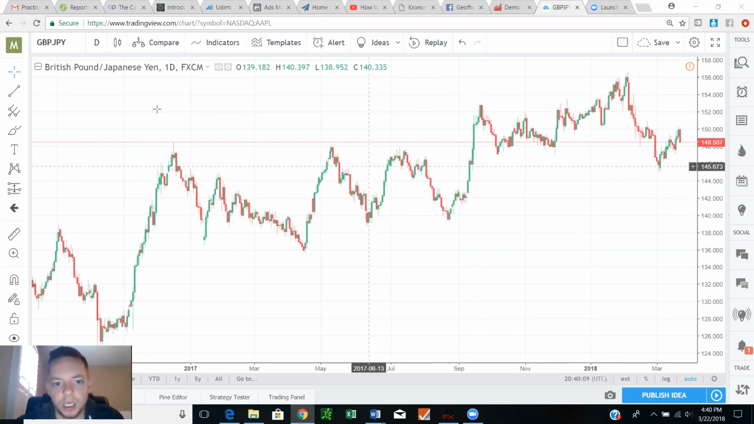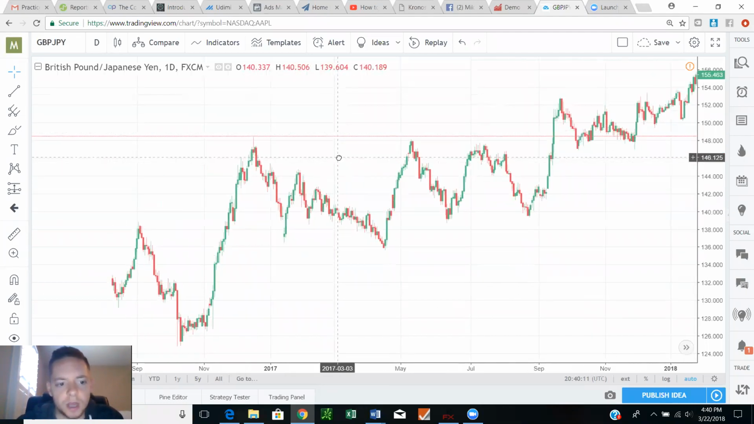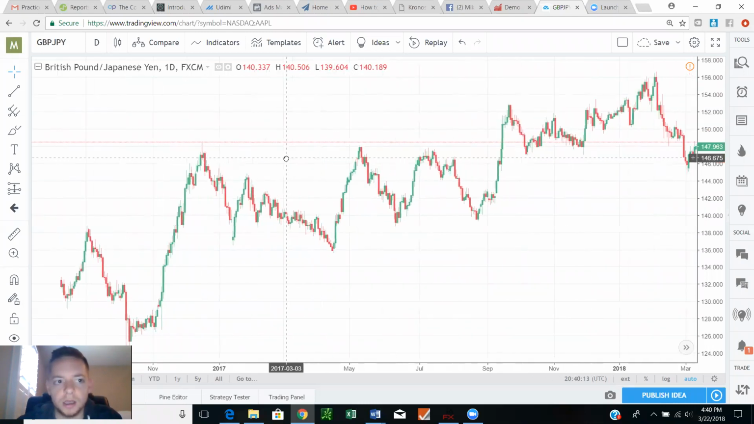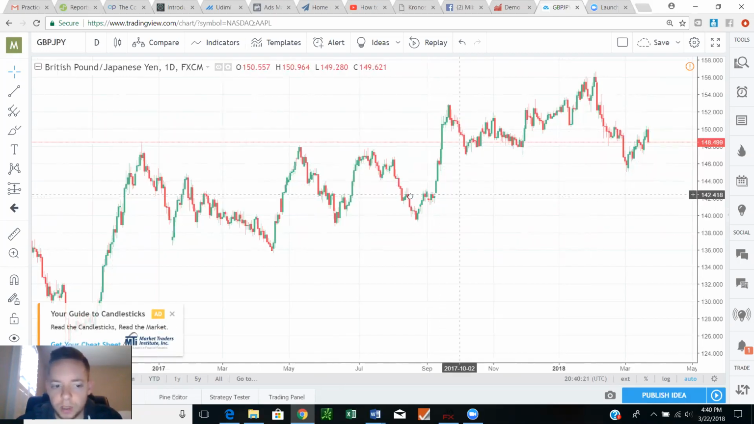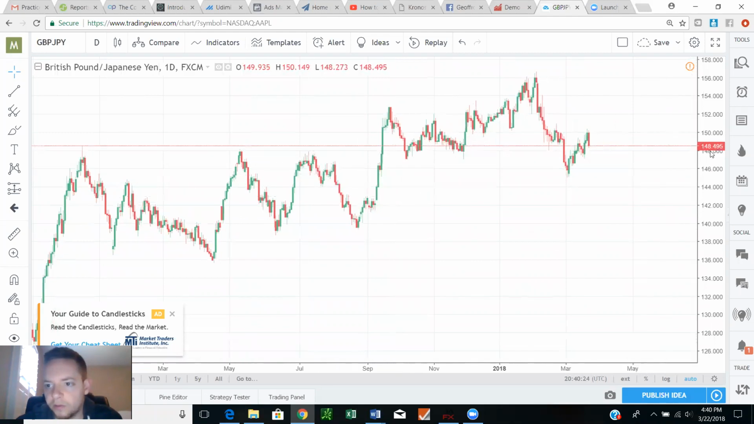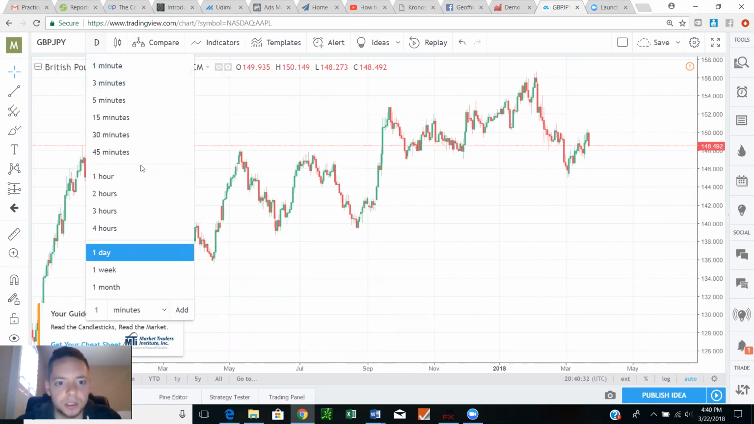I have this chart pulled up for you guys to see here. Okay, we got GBPJPY. So this is the Great Britain pound versus the Japanese yen. Right now we're trading at 148.495. This is a daily chart, so we're looking at it in different time frames. Each candle here represents 1 day of price action.